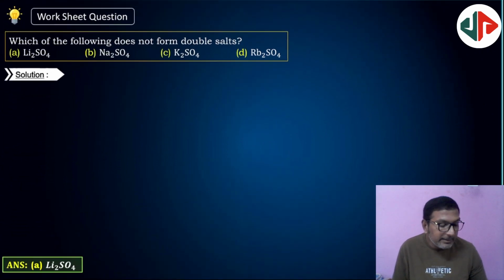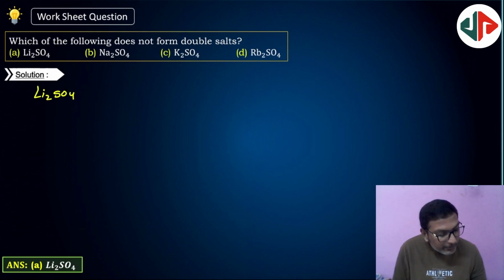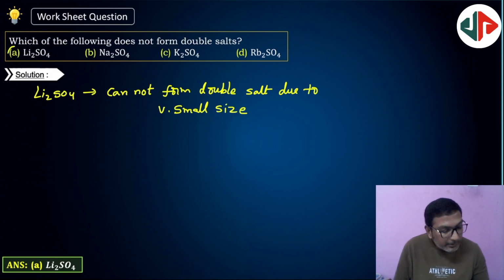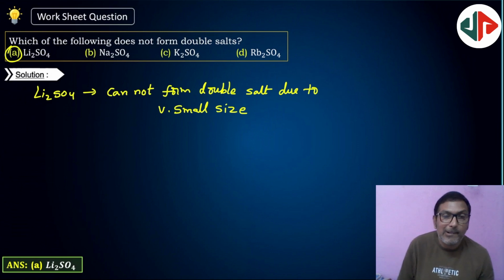Next. Which of the following does not form double salts? Li2SO4 cannot form a double salt due to its very small size. Very, very important. The remaining can form double salts due to their considerable size.